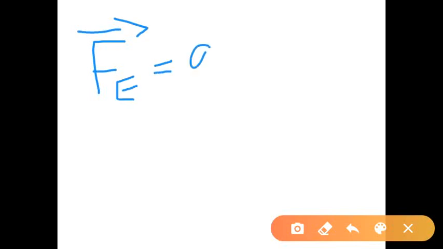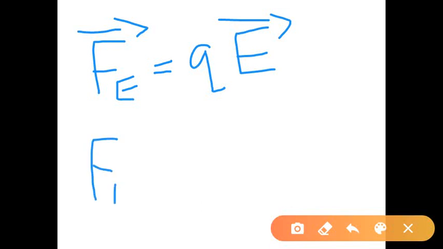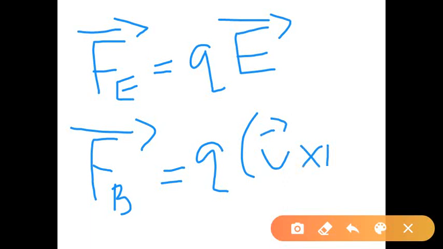In the first chapter, we have studied that if we keep a charge in an electric field, it will experience an electric force Q into E. Similarly, if we keep a charged particle in a magnetic field B, it will experience a magnetic force given by vector FB equal to Q into vector V cross vector B, where Q is the charge of the charged particle, V is the velocity of the charged particle, and B is the magnetic field.